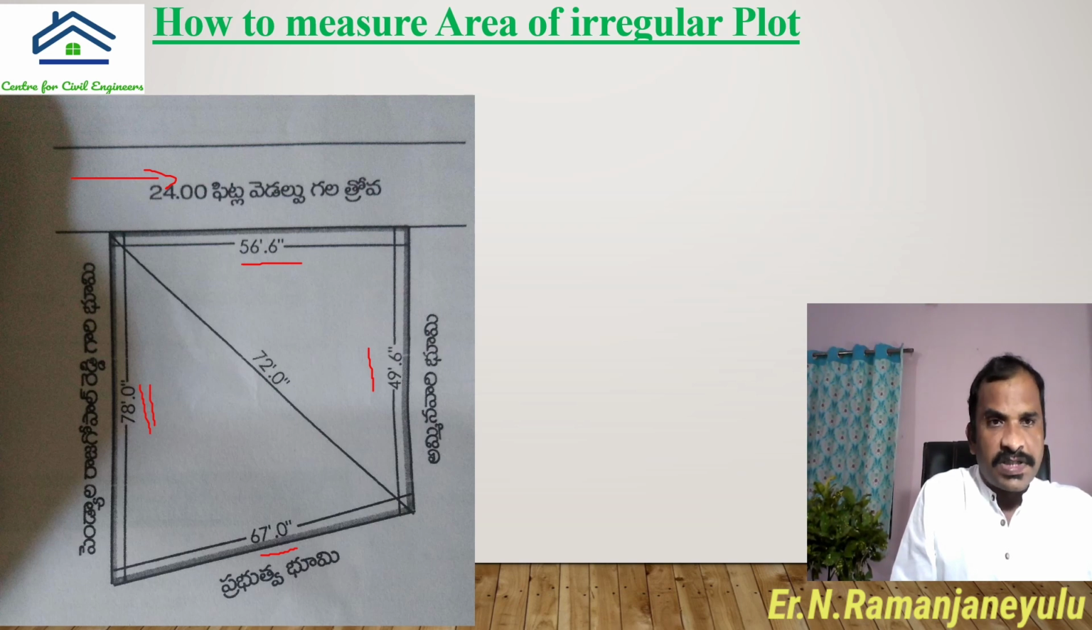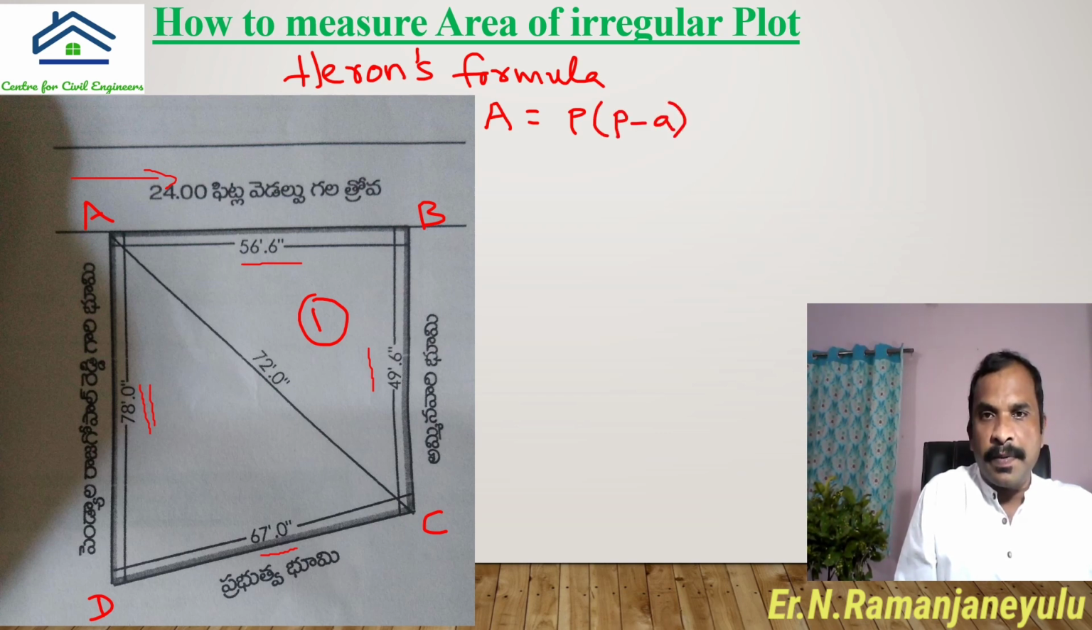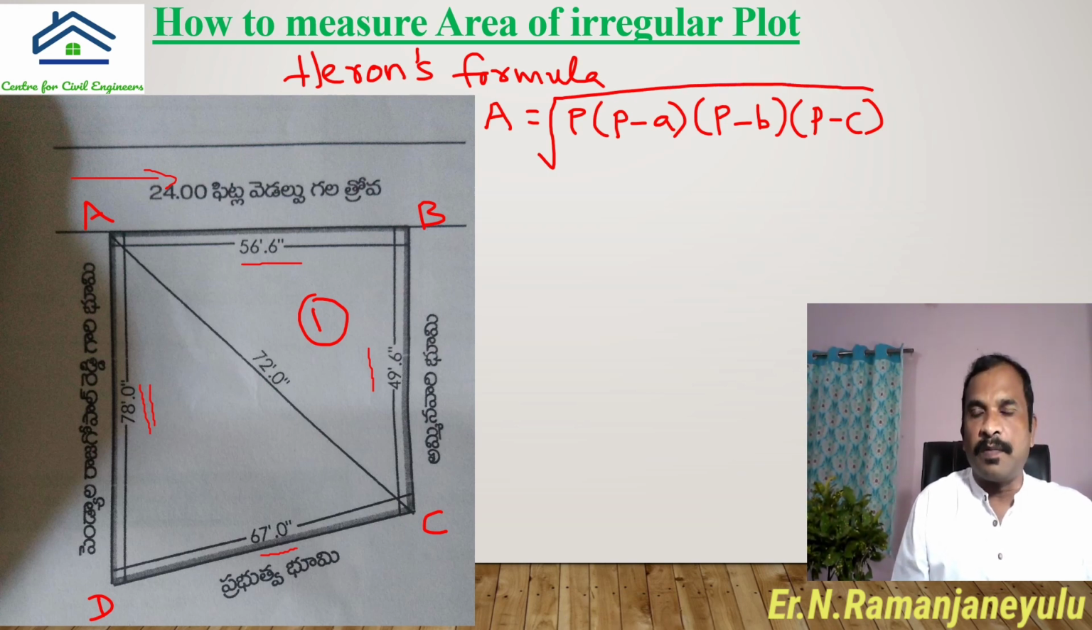The corners of this plot are A, B, C and D. This is the first figure. Formula: area A is equal to the square root of P into (P minus A) into (P minus B) into (P minus C). This formula is called Heron's formula.